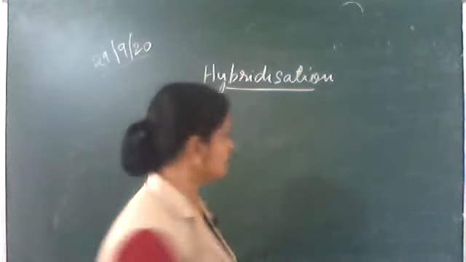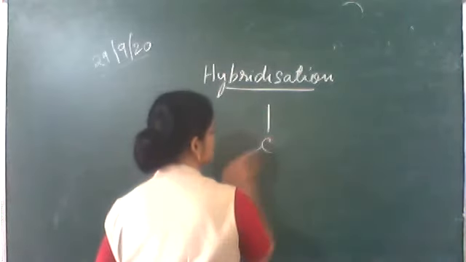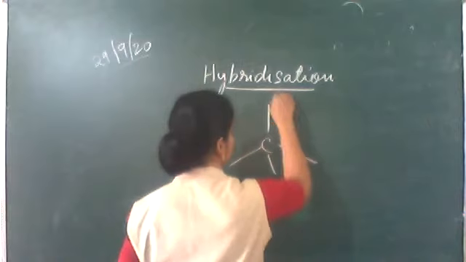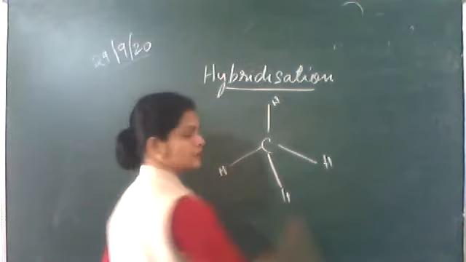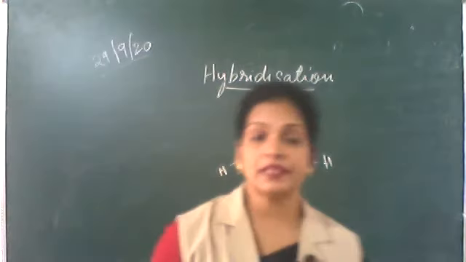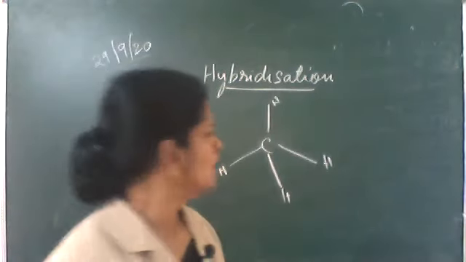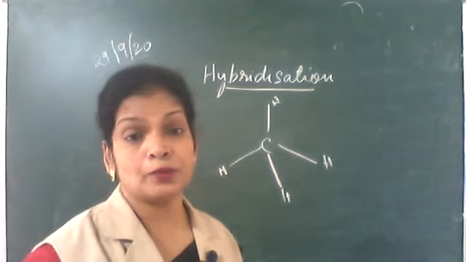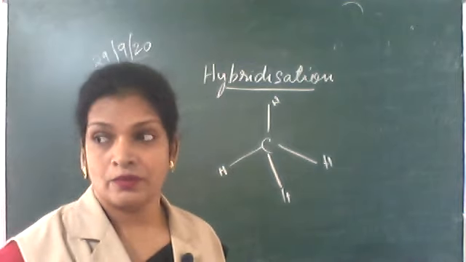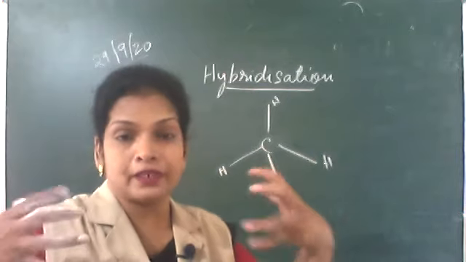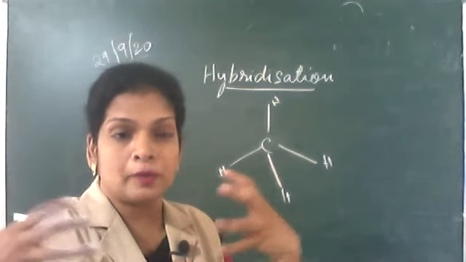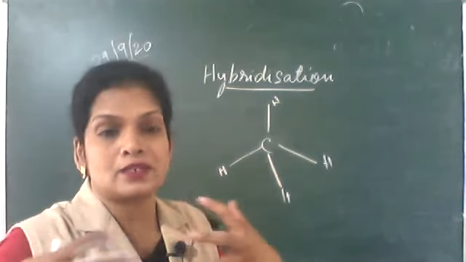You know methane, which is tetrahedral in structure. I showed you the shape of methane, tetrahedral in structure. Around carbon, you see 4 bonds. According to valence bond theory, orbitals with unpaired electrons overlap.